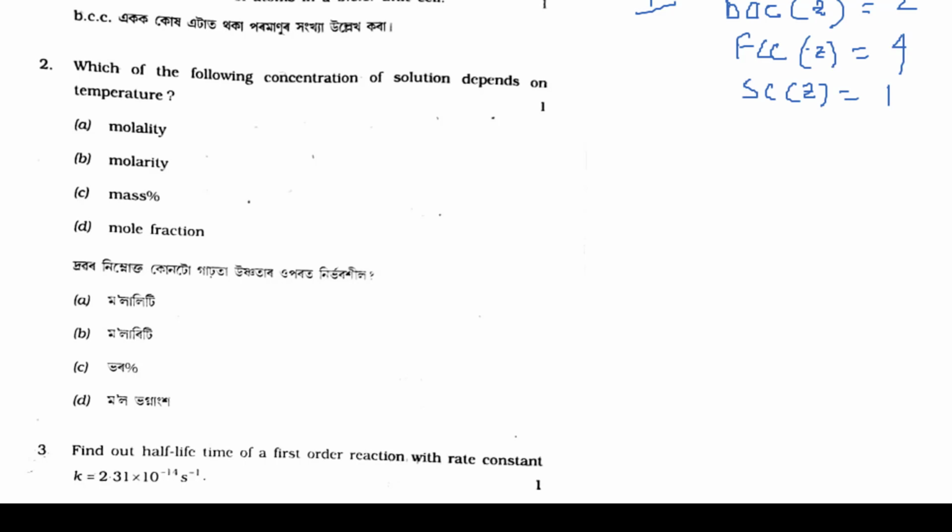Molality has no volume, because the definition of molality is moles of solute divided by weight of solvent in kg. So there is no volume term related to molality. Mass percentage is all about mass. Mole fraction is moles of one component divided by total moles, again a ratio not related to volume. Volume dependent quantities change with temperature. So the answer is B, molarity. Very important and conceptual question, it may repeat. Now we are talking about question number 3.